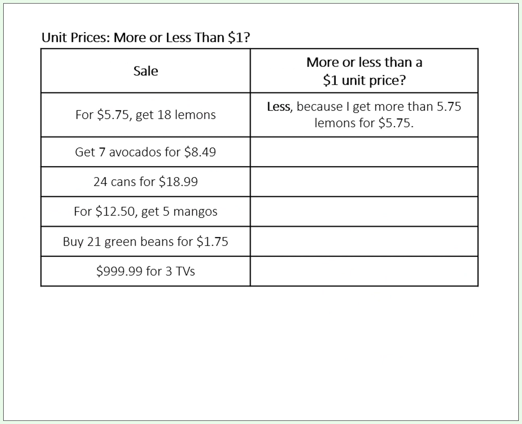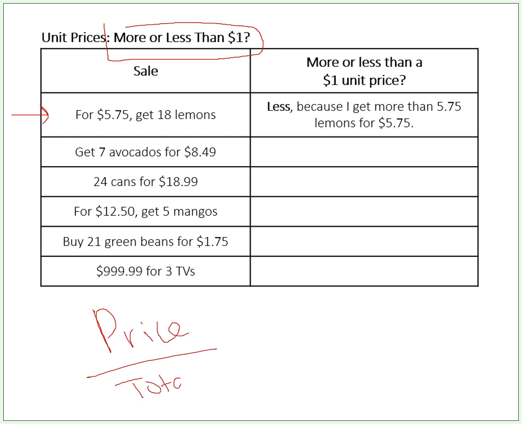This first chart for you to work through is just asking you if the unit price is more or less than $1. And just like usual, this first one is done for us. It's $5.75 for 18 lemons. Remember, it is price over the total amount of units. So we'll do price over total. Price on this one is $5.75 divided by 18. If I type that in my calculator, 5.75 divided by 18, I get 0.319. And that is obviously less than $1.